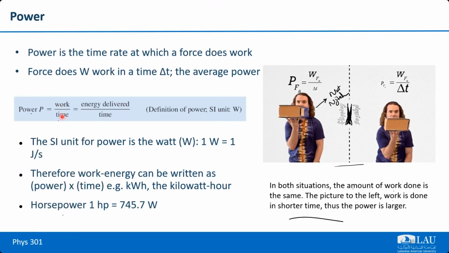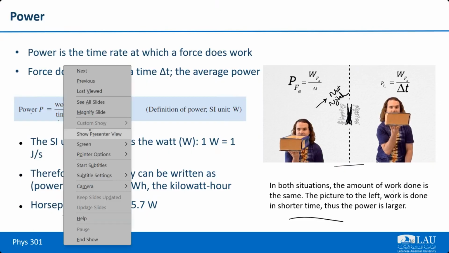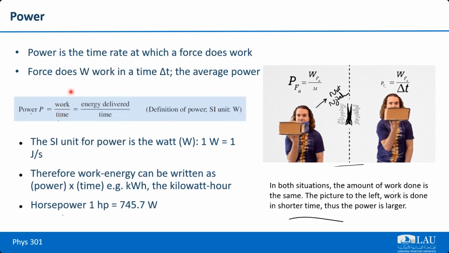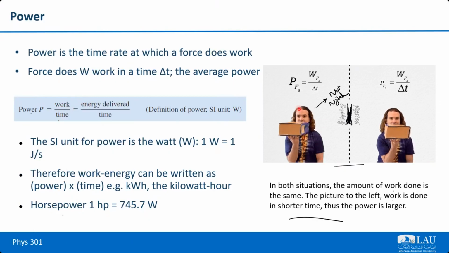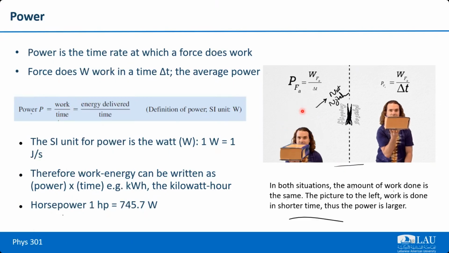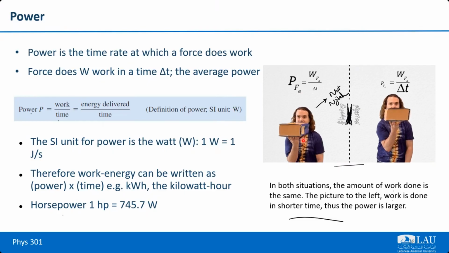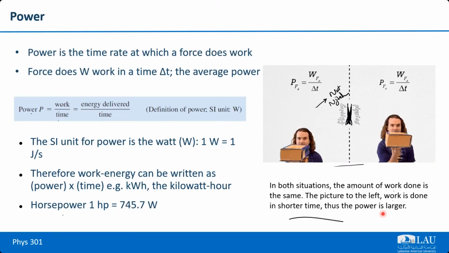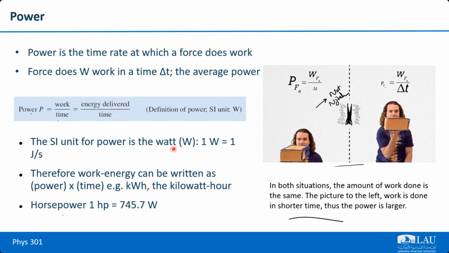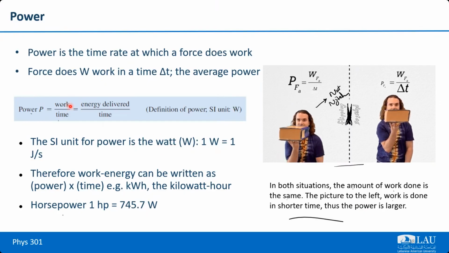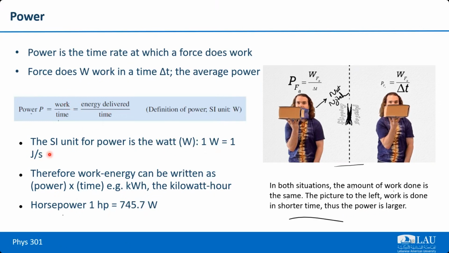So this is W over T. We can write W as delta K later on or whatever. You can see how in the first figure, because the object is being lifted faster, the power is larger. The SI unit for the power is watts, and the work here is in joules. Watts is basically 1 joule per second.